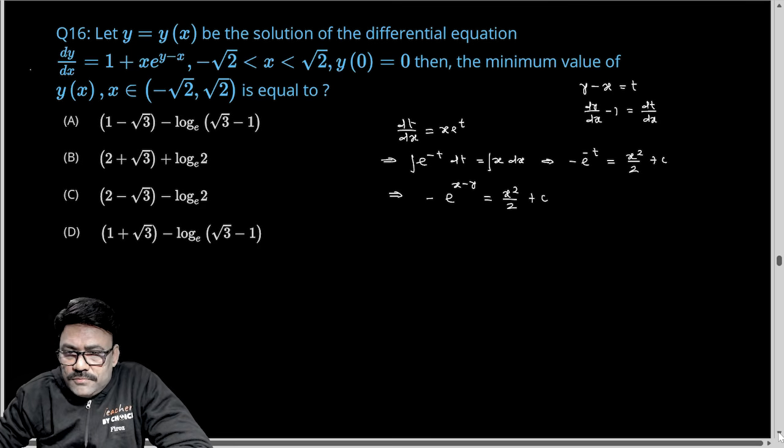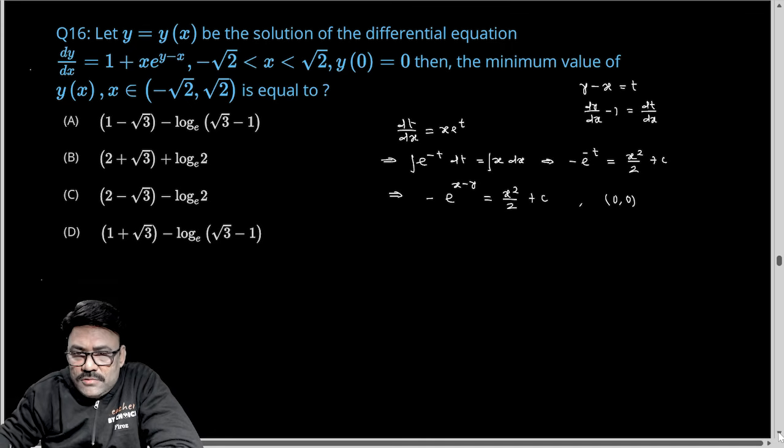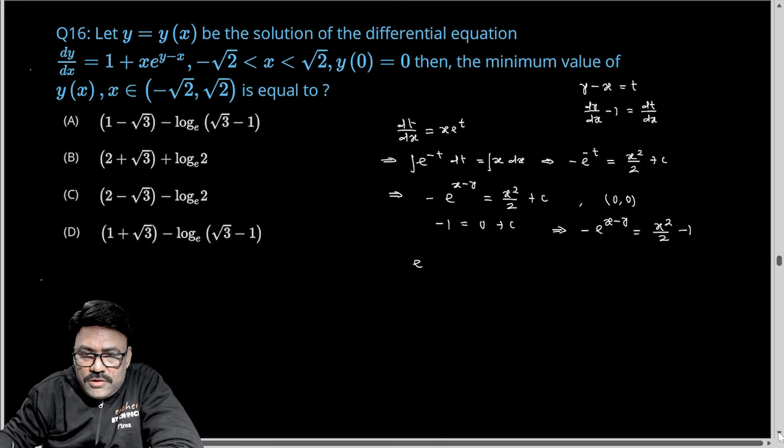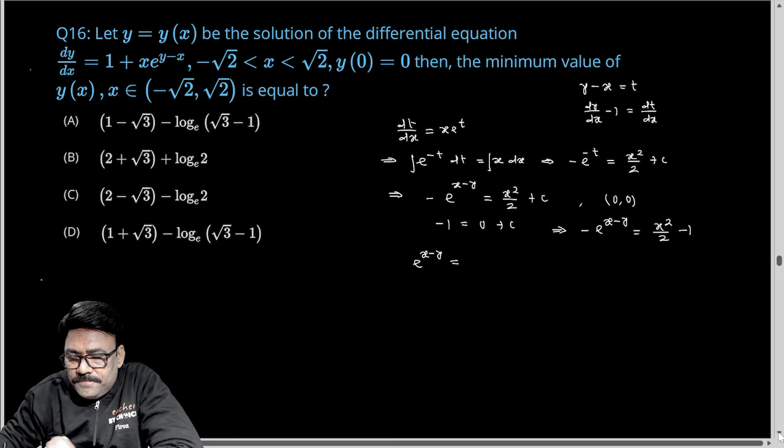Now y(0) is 0, so this curve is passing through the origin. When you put x = 0, y = 0 here, this is minus 1 is 0 plus c. So c is minus 1. So you are getting minus e raised to x minus y is x square by 2 minus 1. Or you are getting e raised to x minus y is 1 minus x square by 2, or you can say (2 minus x square)/2.